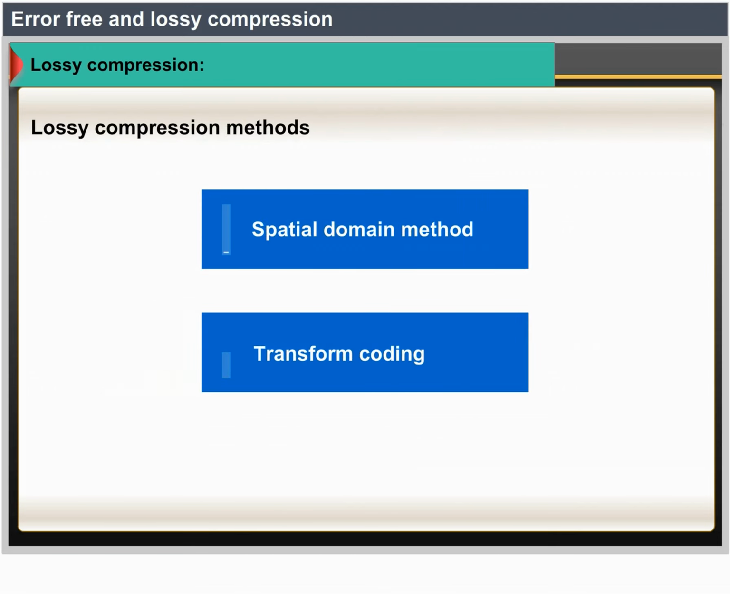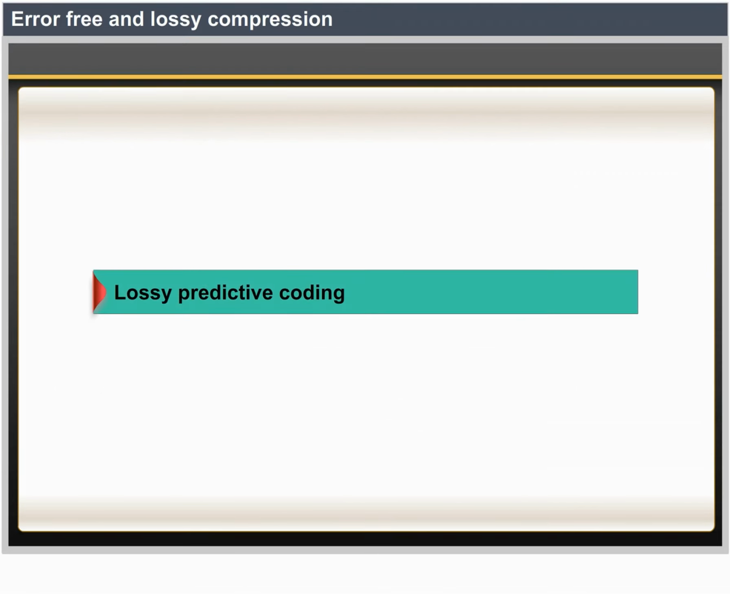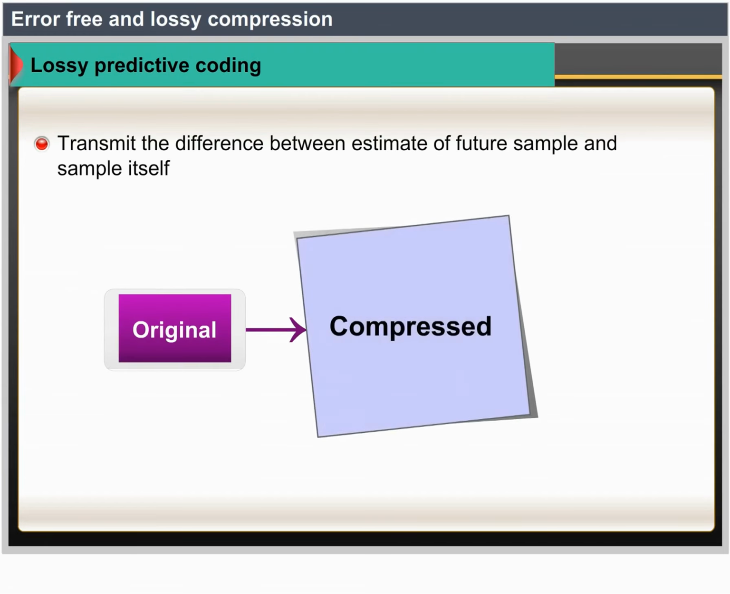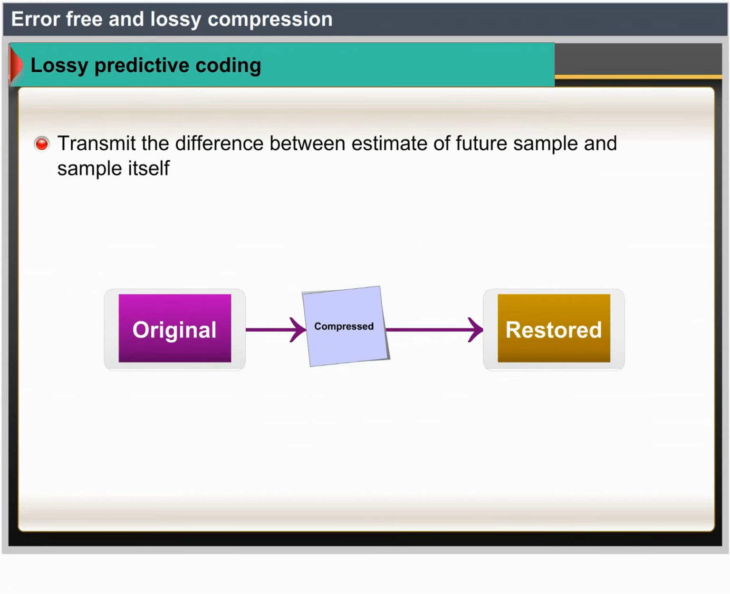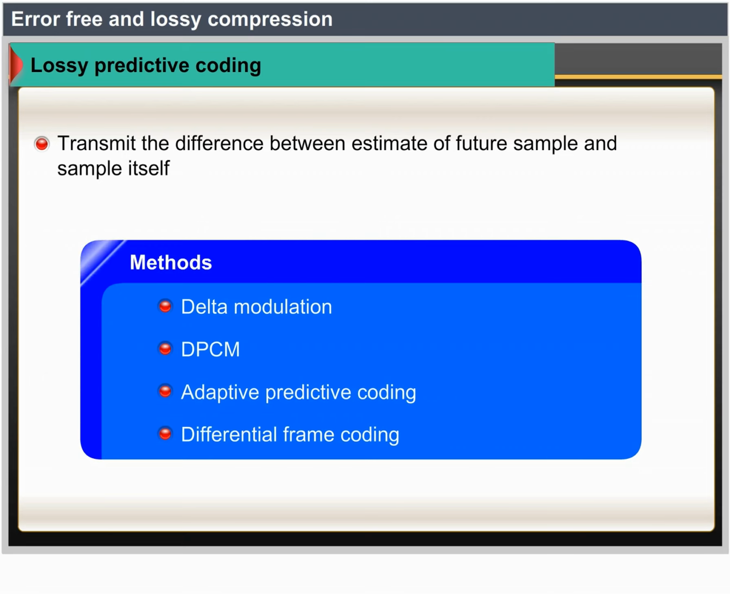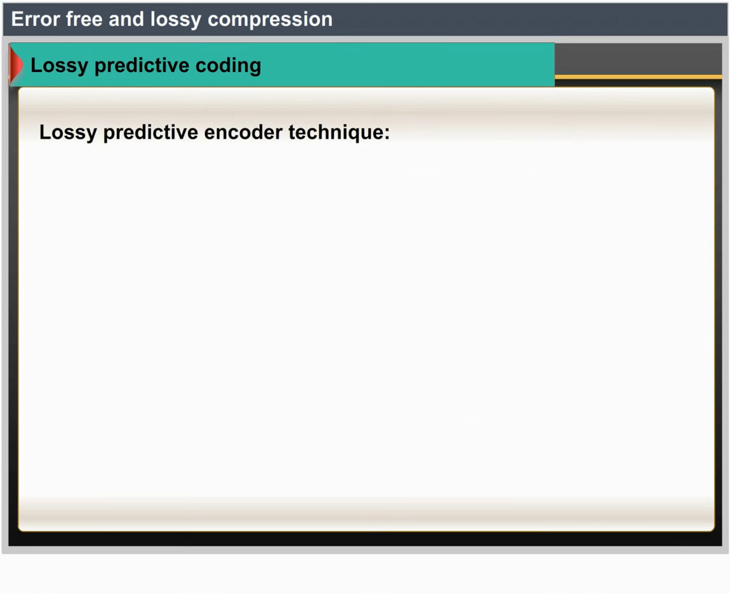Lossy predictive coding transmits the difference between the estimate of future samples and the sample itself. Methods: delta modulation, DPCM, adaptive predictive coding, differential frame coding. Lossy predictive encoder technique is used to get the compressed image.